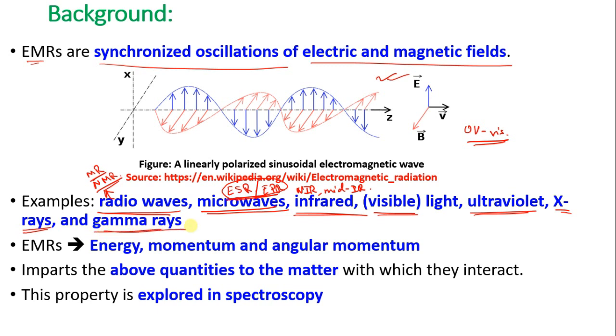Now, when we talked about this spectroscopic technique a few moments back, I told you that these EMRs may have energy in the form of momentum or angular momentum. So these energy packets are being imparted into the matter when these EMRs interact with the substance. The substance may be a molecule, it may be a large sample, it may be an atomic molecule. So the EMRs impart energy to the sample under test. Now, how these electromagnetic radiations interact is explored in the field of spectroscopy.